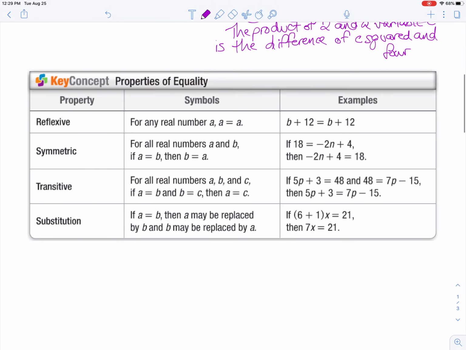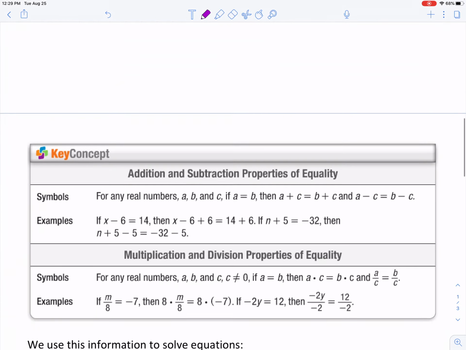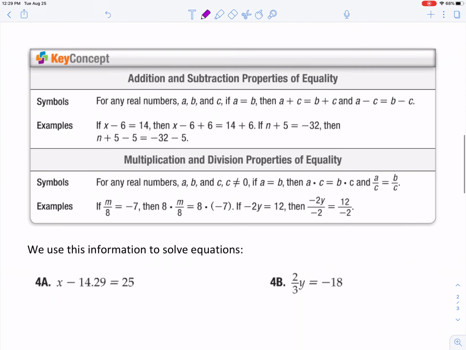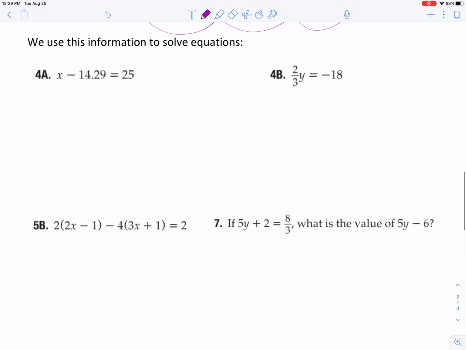Hey, I'm not going to spend a lot of time explaining properties. You already know these, even if you don't know their names. Like substitution, you know you can plug something in. You know that it doesn't matter which side of the equal sign it is. These 4 rules here, you use these all the time. You just might not realize it. All that these are saying is that whatever you do to one side, you have to do to the other. And we're going to use those to solve equations.